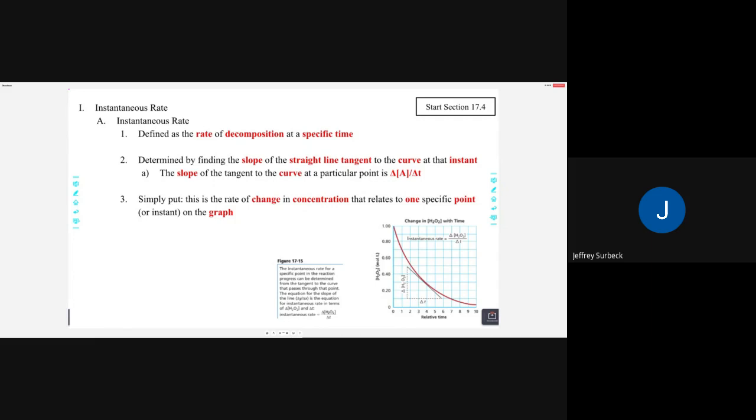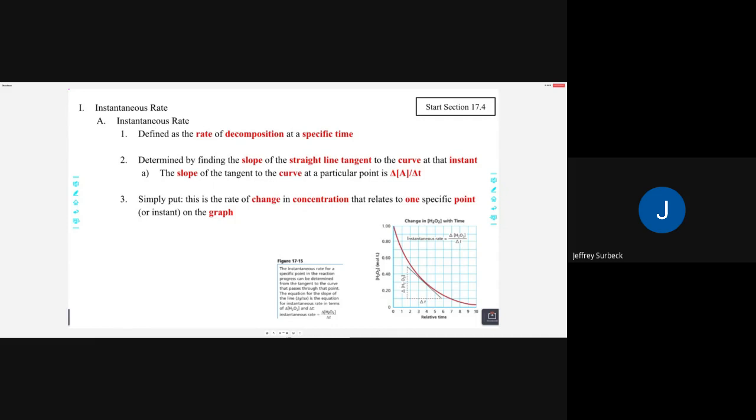All right, so what we've talked about so far: average rate, collision theory. We've talked about what makes a reaction go faster or slower, and then we've talked about rate law. What we get into now is our instantaneous rate. An instantaneous rate is saying, at a specific time, what is the rate?